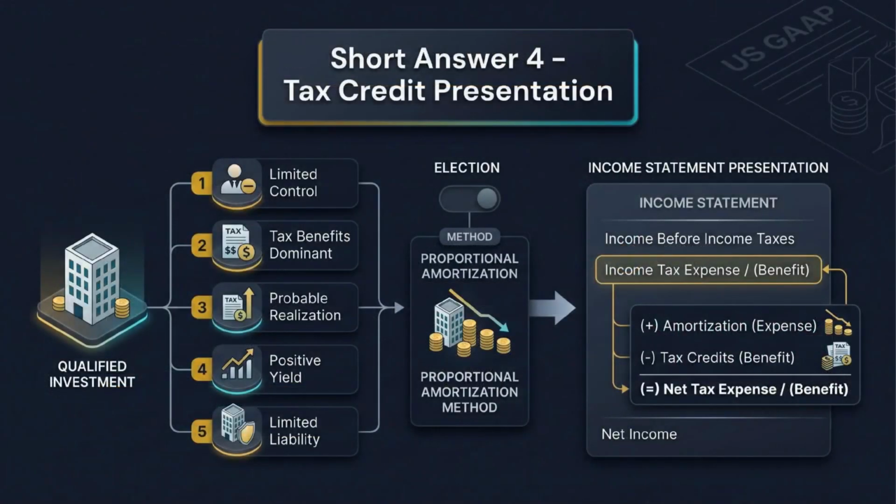Short answer 4. Test tax credit presentation. The investment qualifies for and elects the proportional amortization method. The facts show no significant influence. Substantially all projected benefits are tax benefits. Tax credits are probable. Projected yield remains positive and liability exposure is limited. The task is to explain the income statement presentation when all criteria are met. This is not about ordinary equity method income. It is about the tax line presentation under the proportional amortization model.